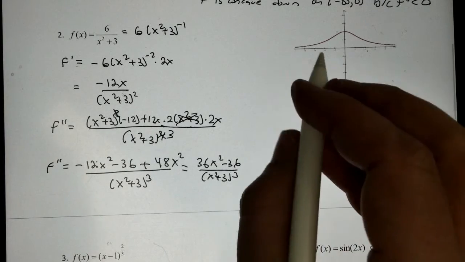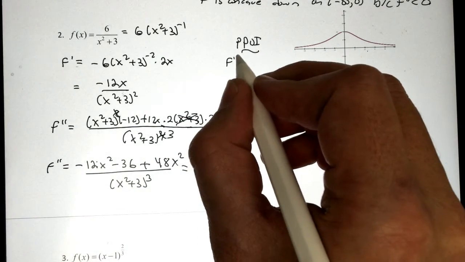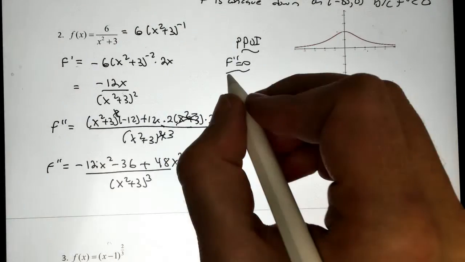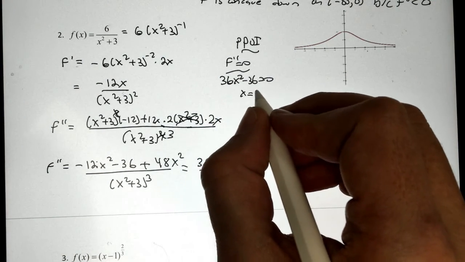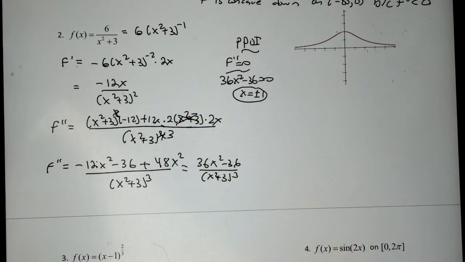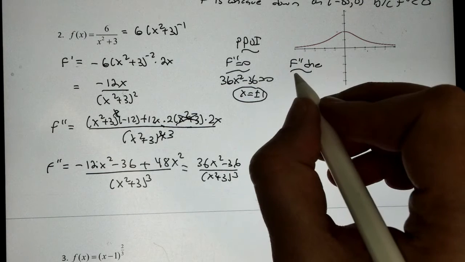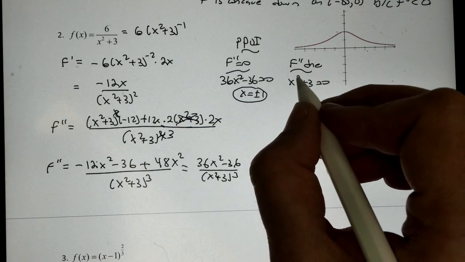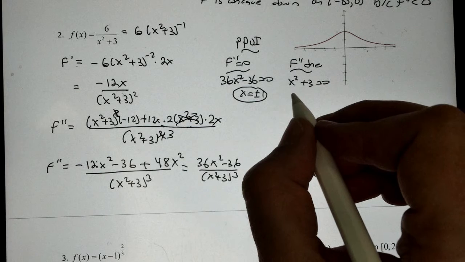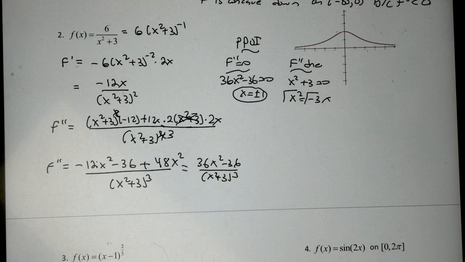And now we can find our possible points of inflection. So let's go and do that. PPOIs. Where does the second derivative equal 0? Well, that's the top. 36x squared minus 36 equals 0. You can solve this. That's just plus or minus 1 right there. Where does the second derivative not exist? That's the bottom. I don't worry about the cube. It's just going to go away. I get x squared plus 3 equals 0. So we get x squared equals negative 3. Try solving it. Not going to happen. So we only have the 2 possible points of inflection.